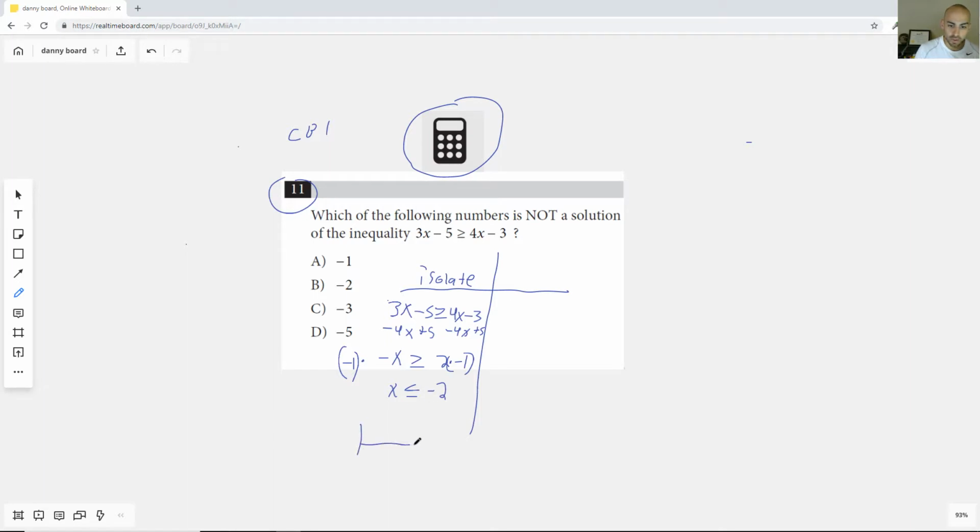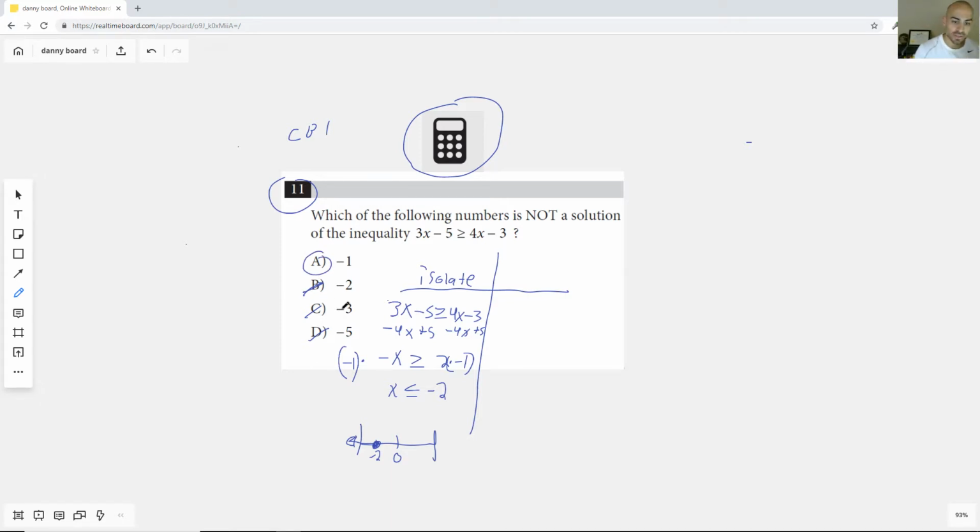If I put that on a number line here, we can see that x is less than or equal to negative 2. So that means it's a solid line and it goes in this direction. Now looking at my answer choices starting from D, negative 5 would be over here. So that is a solution, which means it's not the answer. Remember, they do not want a solution. Which one of these is not a solution? Negative 3 falls there. Negative 2, it's a solid dot because it's equal to, so that is a solution, which means it's not the answer. And now we're left with A.